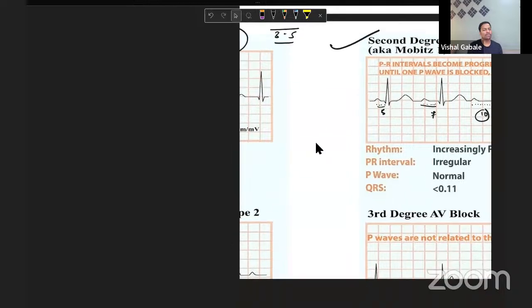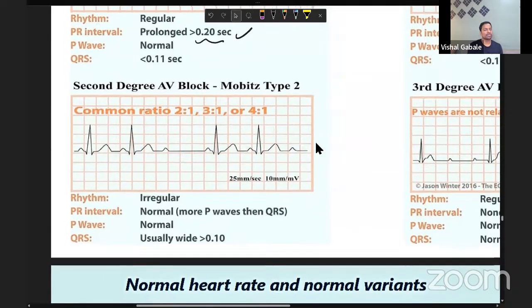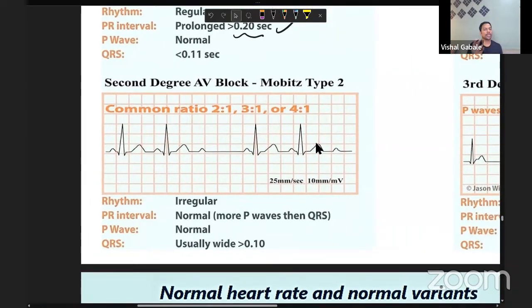But now if there is no prolongation, but there is sudden loss of QRS. Look at this: P wave is there, QRS is there, but then there is a P with no QRS. Again, P and QRS are there, and then there is a P but no QRS. So suddenly there is no QRS complex, but the PR segment is normal, the QRS is normal, as you can see. So this is your Mobitz type 2.